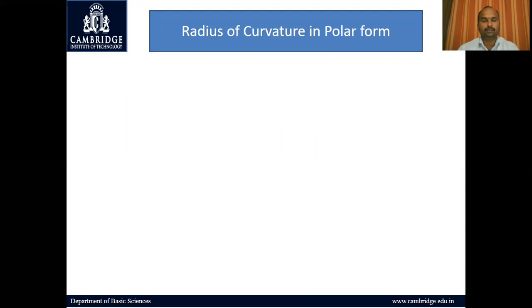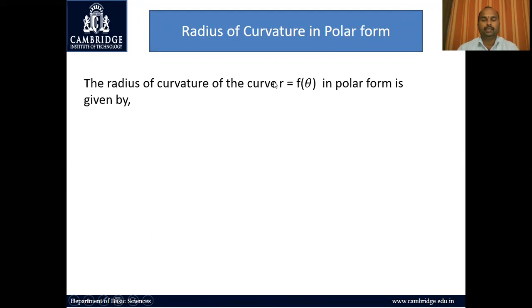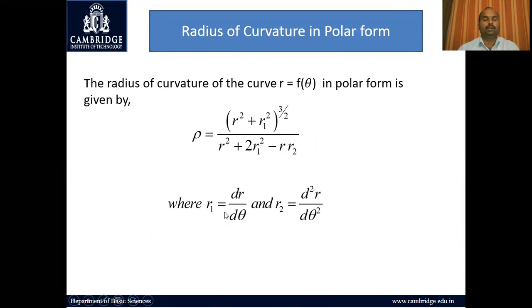Now, what is the radius of curvature in the polar form? Let r equals f of theta be the given curve. And the formula is rho equals (r square plus r1 square) to the power of 3 by 2 divided by (r square plus 2 r1 square minus r into r2). So then find out r1 and r2. r1 means dr by d theta, r2 is d square r by d theta square.